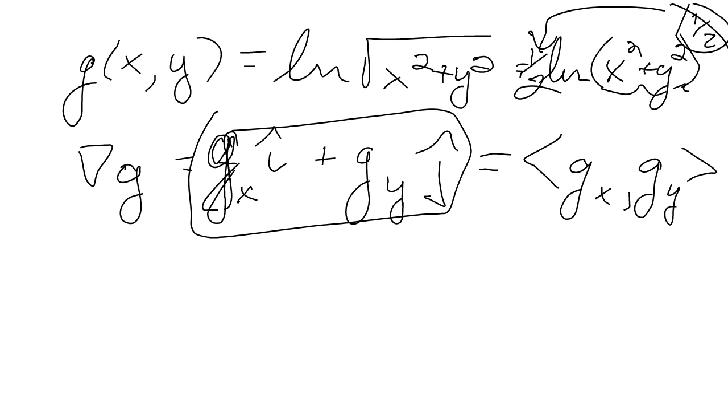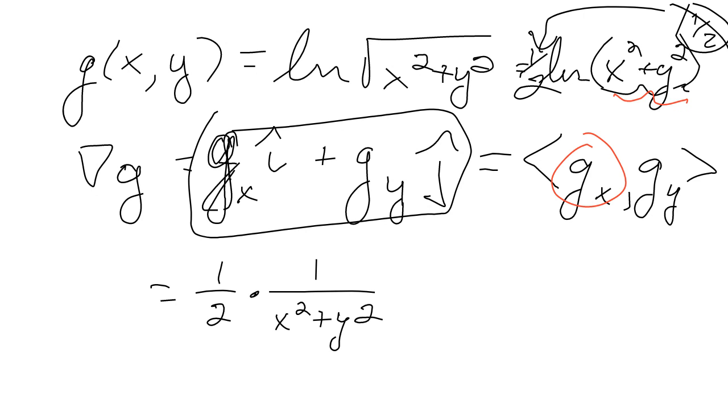So now it's 1/2 natural log of some function. So the partial of this with respect to x: remember, the derivative of natural log of x is 1 over x. So this is going to be 1/2 times 1 over that thing, which is x squared plus y squared, times the derivative of what's inside by the chain rule. The partial with respect to x here is 2x, and then the y squared is a constant, so that goes away. So this is your i term here.